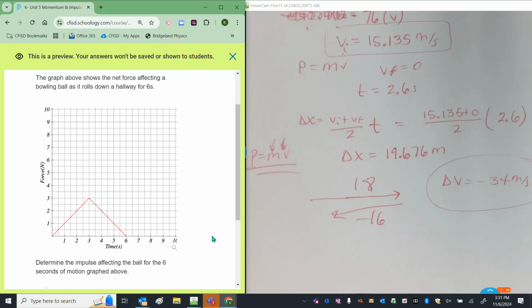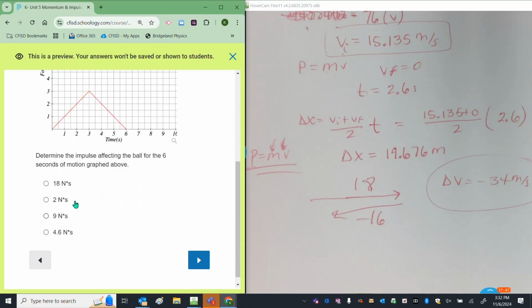The impulse is the area. So if you want to know the impulse, find the area. Area of a triangle, 1/2 base times height. Okay, this one has a base of 6 and a height of 3. 6 times 3 is 18. Half of that is 9. Your answer should be 9 Newton seconds.